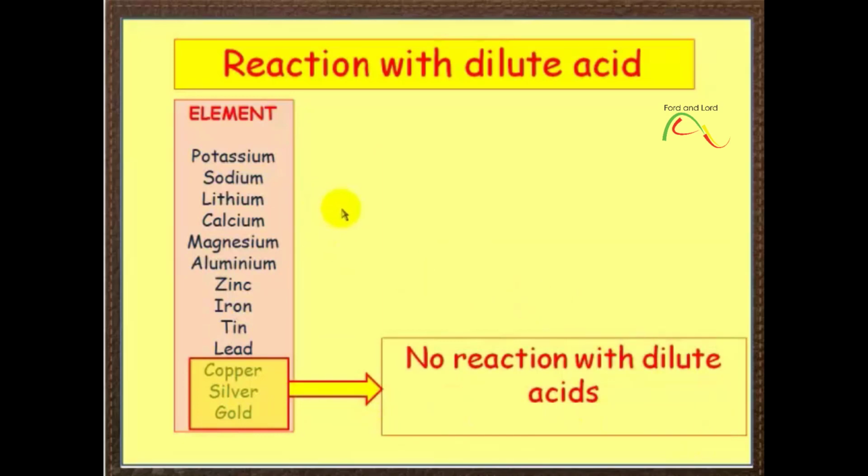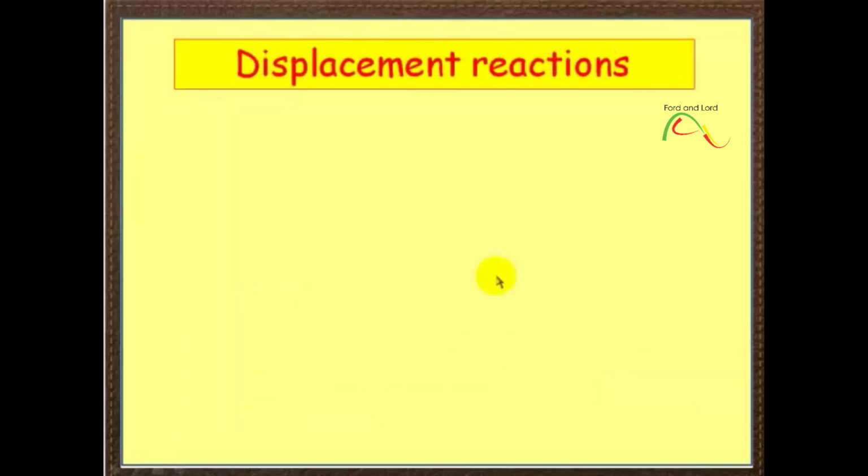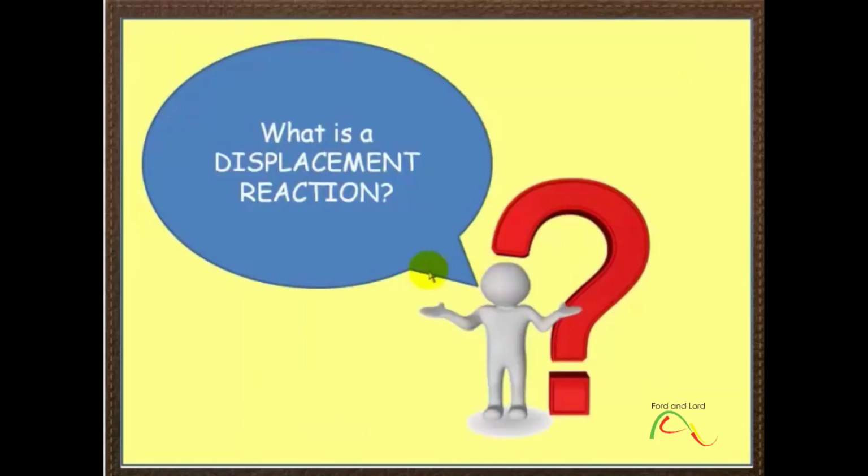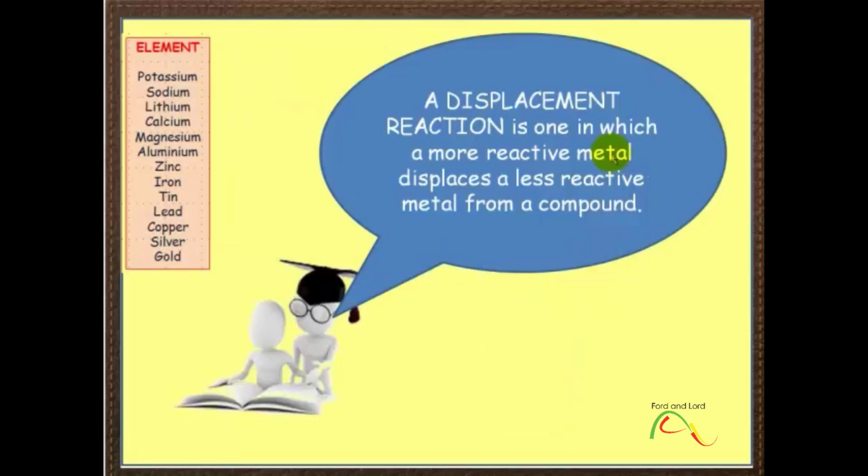Now we can consider, start again, shall I? We can consider here how these metals here react with each other, and that's called a displacement reaction. What's a displacement reaction? I haven't got a clue. Let's have a think what the teacher says.